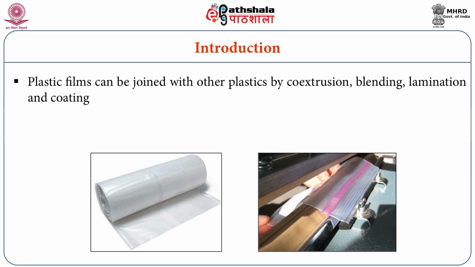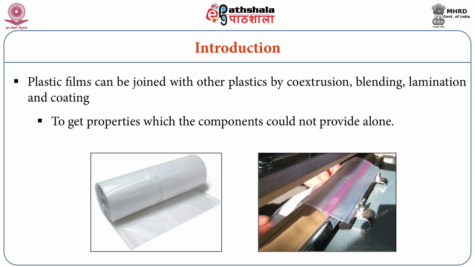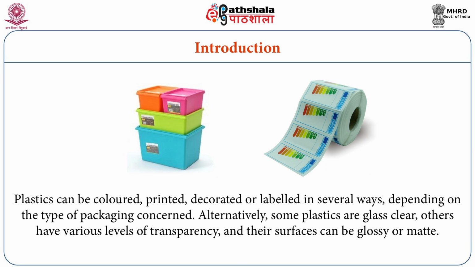Plastic films can be joined with other plastics by coextrusion, blending, lamination, and coating to get properties which the components could not provide alone. Plastics can be colored, printed, decorated, or labeled in several ways, depending on the type of packaging concerned. Alternatively, some plastics are glass clear, others have various levels of transparency, and their surfaces can be glossy or have a matte finish.